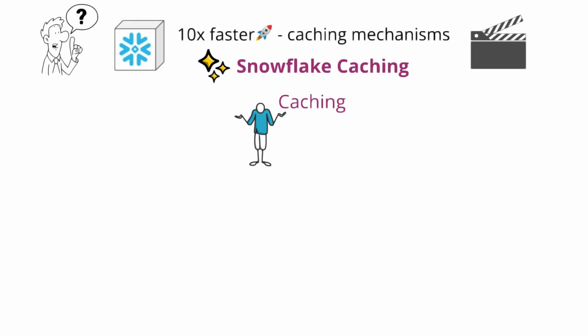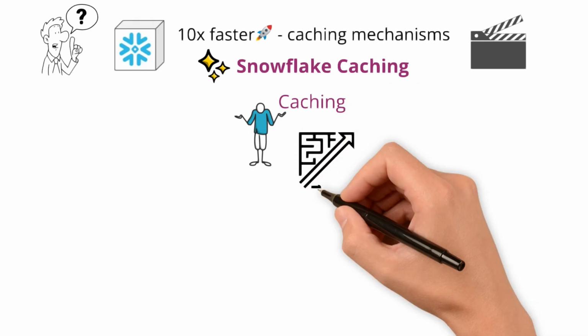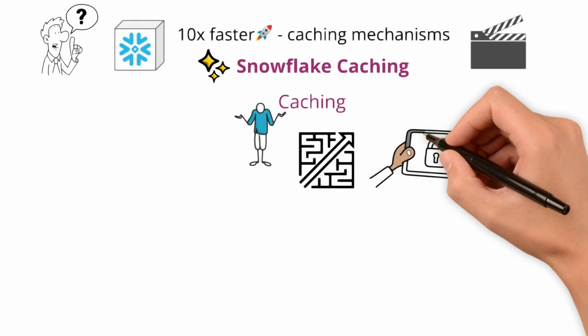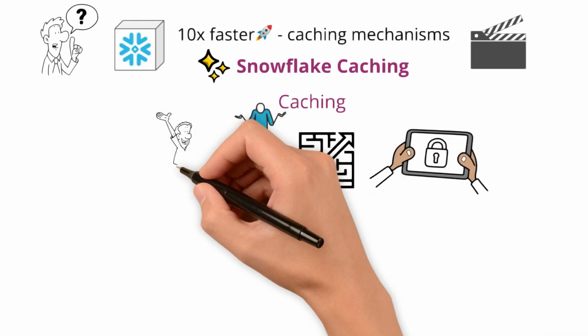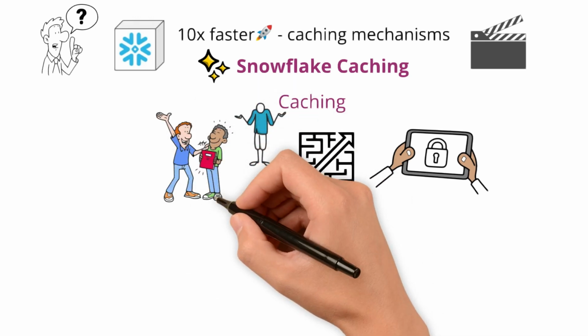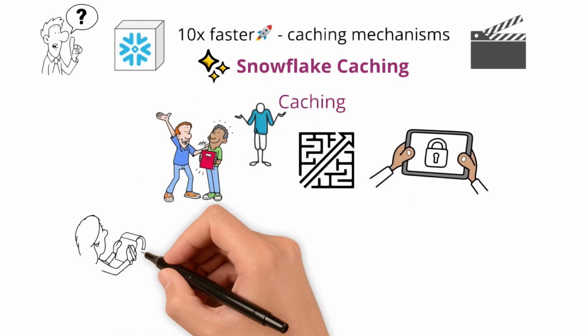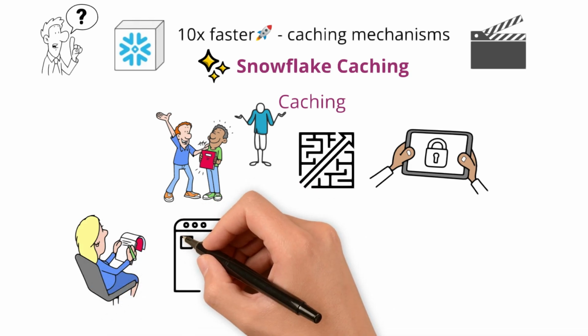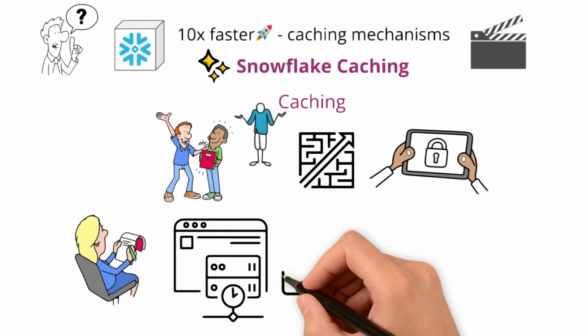Caching is like saving a shortcut to something so you can access it faster next time. For example, imagine you always ask your friend for Wi-Fi details. Instead of asking every time, you write it down. Now you can check your note instantly. In computers, caching works the same way.